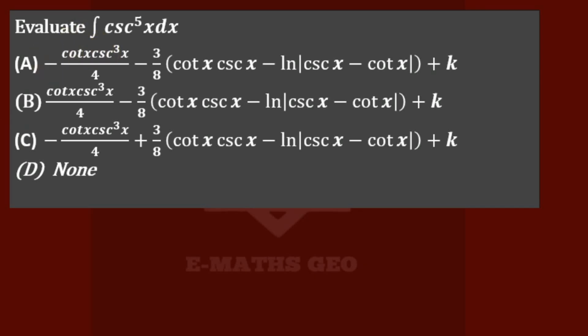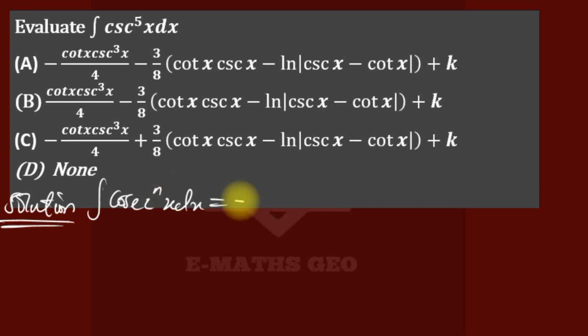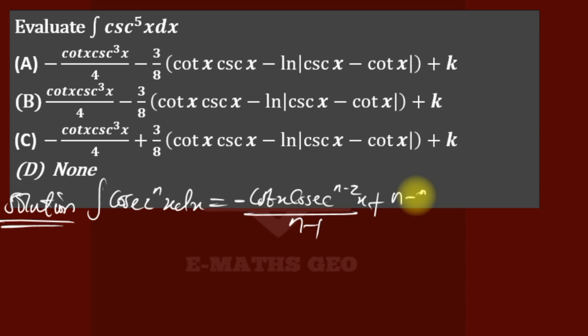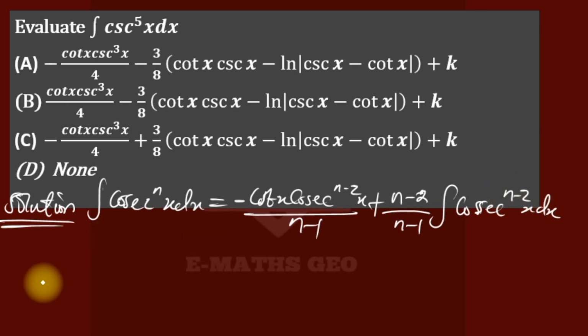So we're asked to evaluate this integral. Use a formula to solve it first, then prove that formula. We have that the integral of cosec x raised to power n dx is always equal to minus cot x cosec x raised to power n minus 2 over n minus 1, plus n minus 2 over n minus 1 times the integral of cosec x raised to power n minus 2 dx. So that's the formula we are going to use to solve this.